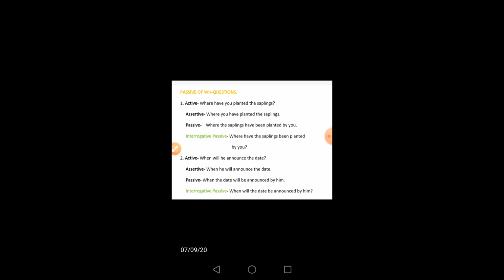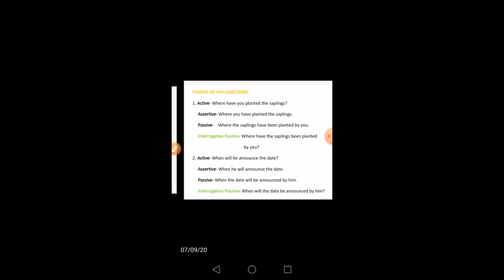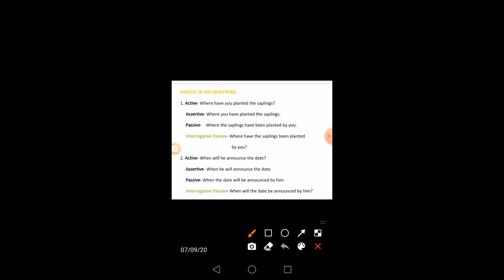Okay, so just see, here I have taken sentence number 1. It is in active form. Where have you planted the saplings? By seeing the sentence only you will understand that it is in active form. I will not tell you how to identify active now because you know it very well. But it is in interrogative form also, because the question mark is there and the WH word is also there.